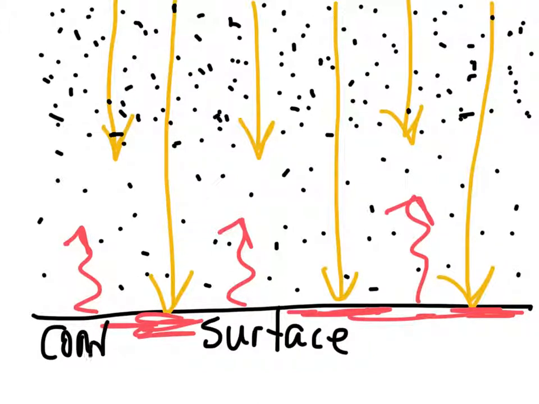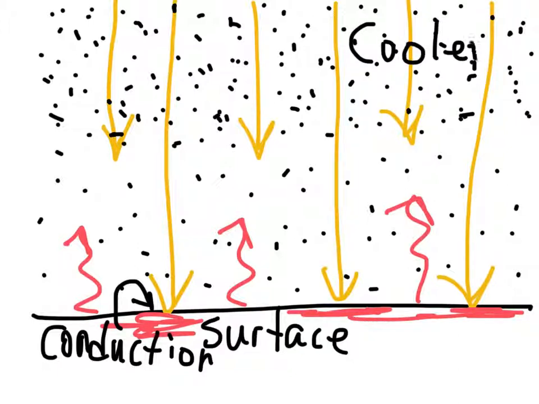Conduction occurs here at the surface, and that is where the heat exchange takes place. This is cooler air above the surface, far above the surface. This is warmer air nearer the surface. And let's not forget, the yellow lines represent sunlight.